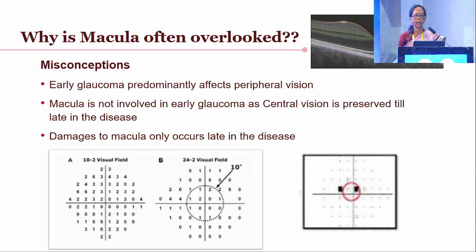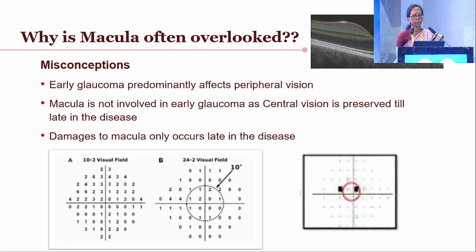So why was the macula often overlooked in previous years? Because of certain misconceptions. We were traditionally using the 24-2 field test, which had only 10 points in the central 10 degrees. The central vision was not well demarcated and well differentiated in perimetry. So we were missing the early changes.